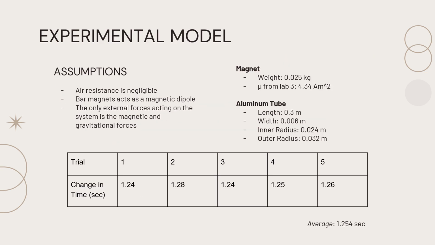For this experiment, we assumed that air resistance is negligible, the bar magnet acts as a magnetic dipole, and the only external forces acting on the system are the magnetic and gravitational forces. And then to the right, we have some of our characteristic data, including the magnet's weight, and the value we used for mu from lab 3, and then we also had the aluminum tube's characteristics. And then on the bottom, you can see our data, and the average was 1.254 seconds.